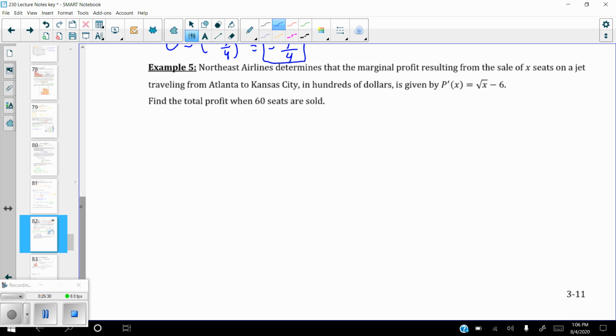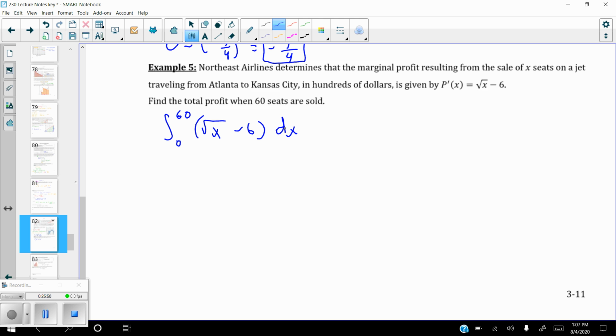Okay, so in this case, again, we're going to do the same thing. We're going to set up an integral. We want to find the total profit when 60 seats are sold, so we want to figure out what the profit was from going from 0 seats sold to 60 seats sold of the square root of X minus 6 dx. Okay, remember that the square root of X is the same as X to the 1/2 power.